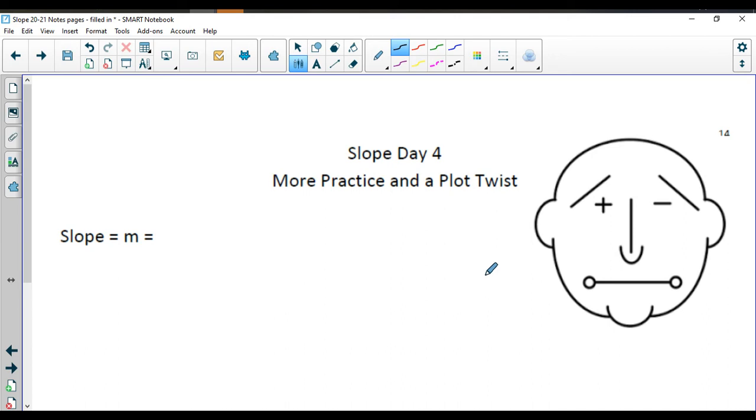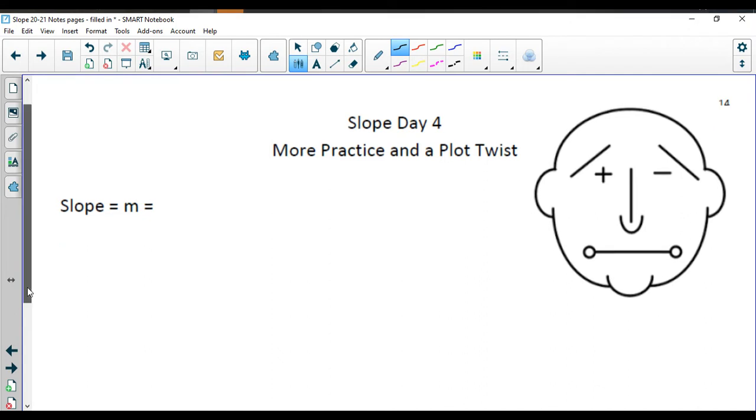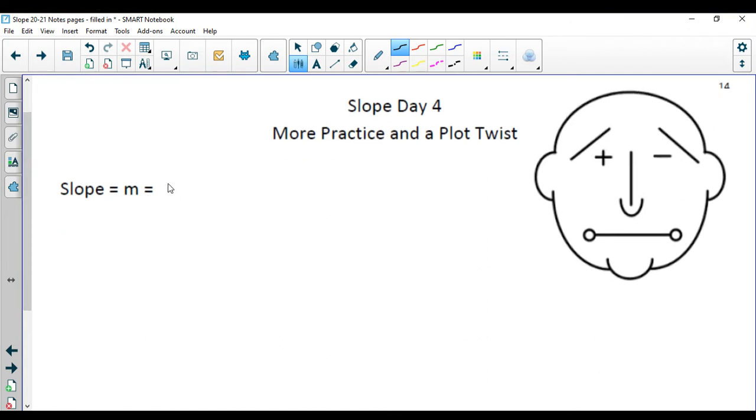Our last lesson for slope is slope day 4. We're going to do some more practice and then also throw in there a plot twist. So just as a reminder, slope is defined as the letter M.